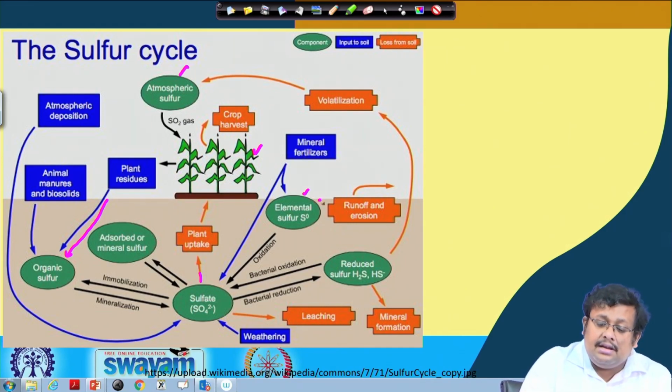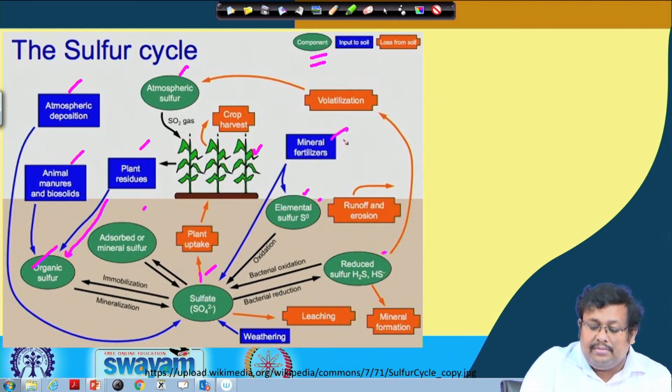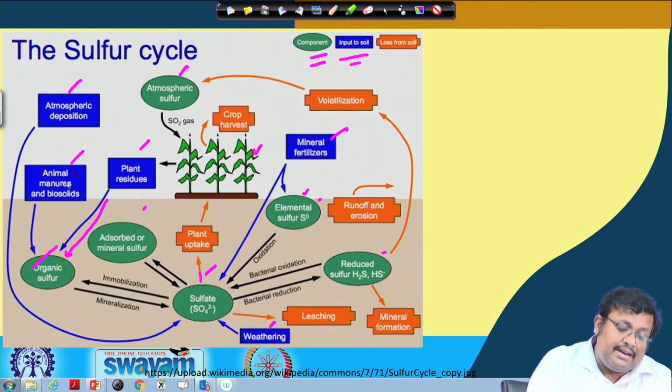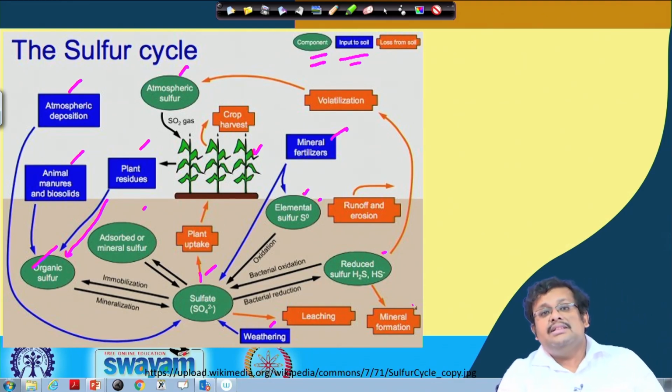Now, here the green boxes, like elemental sulfur, atmospheric sulfur, reduced sulfur, sulphate, adsorbed or mineral sulfur and organic sulfur, are basically showing the components, and these blue boxes like atmospheric deposition, animal manures, plant residues, mineral fertilizer, weathering are basically showing the different inputs of the soil. So, you can see these are basically inputs in terms of mineral fertilizer, plant residues, animal manures, atmospheric deposition and weathering, and losses are denoted by these orange boxes. So, basically you can see the plant uptake, crop harvest, volatilization, runoff erosion, leaching and mineral formation. These are different losses of sulfur in the soil sulfur cycle.